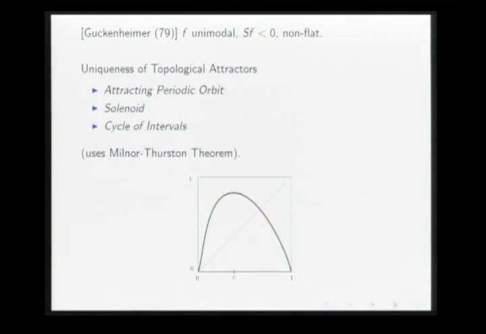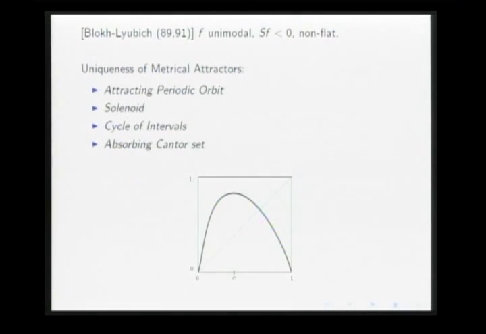He used the Milnor-Thurston theorem to make a conjugation, but here we do not have this theorem because we are going to work with discontinuous maps. So the context is different. We will no longer have the Milnor-Thurston theorem. Let's see other types of classifications they had in the 80s and 90s. Blokh and Lyubich in '89 and '91 had a series of papers where they proved that the metric attractors can be of only one of these types.